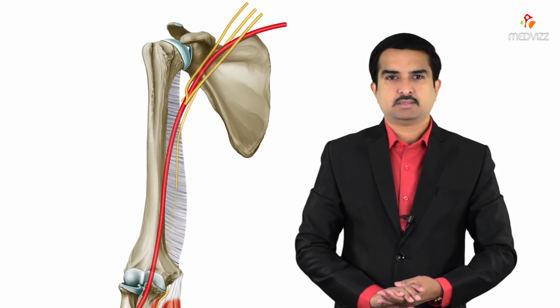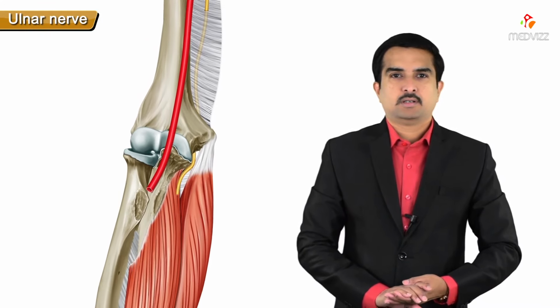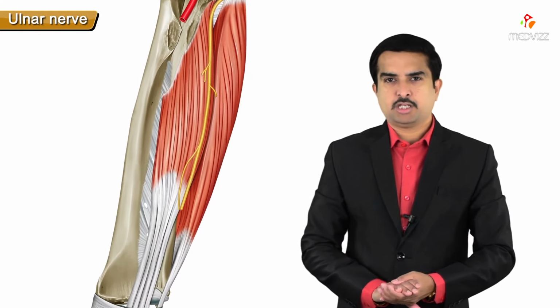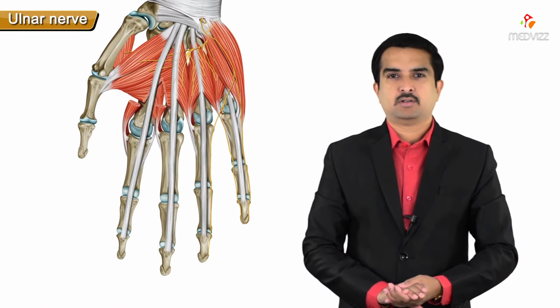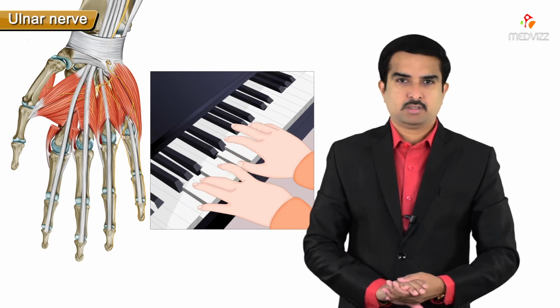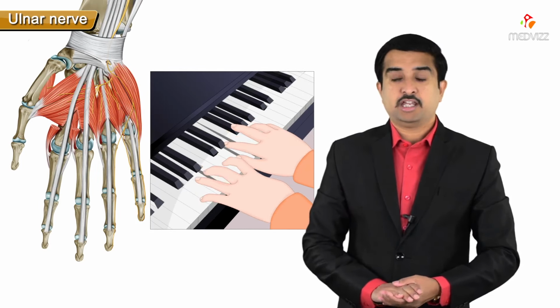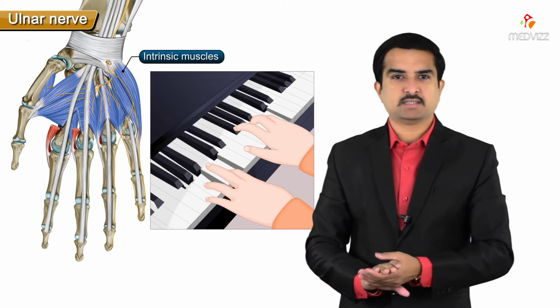Hello students, and here in this class we are going to discuss the anatomy of the ulnar nerve. The ulnar nerve is often referred to as the nerve of the hand, or we can also call it the musician's nerve, because it innervates the vast majority of the intrinsic muscles of the hand.